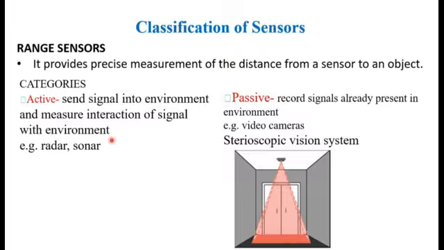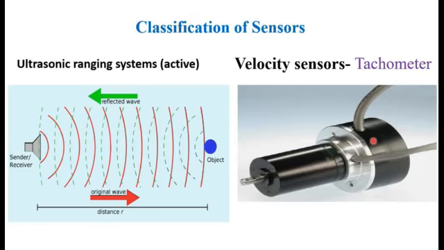Active range sensors send signals into the environment and measure the interaction of the signals with the environment, for example radar or sonar sensors. Passive sensors record signals already present in the environment, for example video cameras. A video camera records only the physical signals already present in the environment, so these are passive sensors.